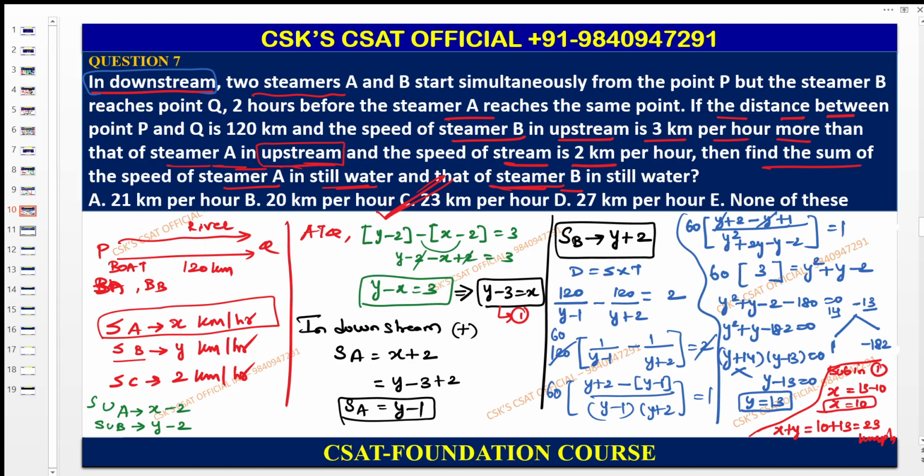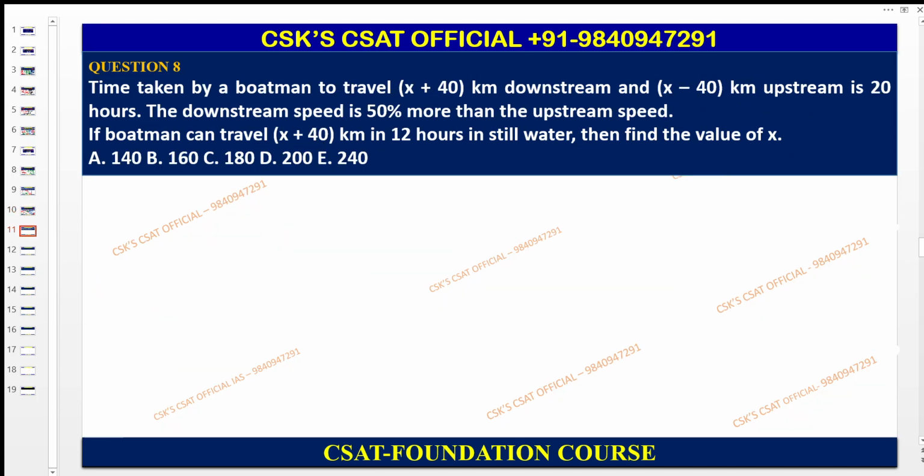The question is, what is x plus y? Because you need to find out the sum of the speed of the steamer A in still water and the steamer B. We are taking the speed of steamer A as x, steamer B as y. So the required answer here is x plus y. So x plus y is nothing but 10 plus 13, which is equal to 23 kilometer per hour. So the answer for the question is 23 kilometer per hour. C is the correct answer for this question.